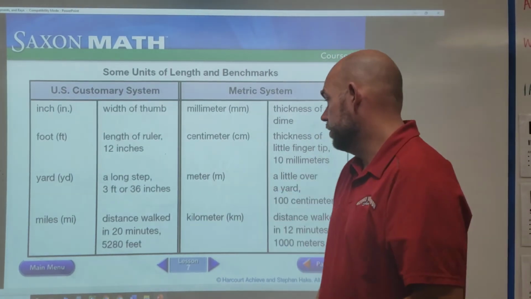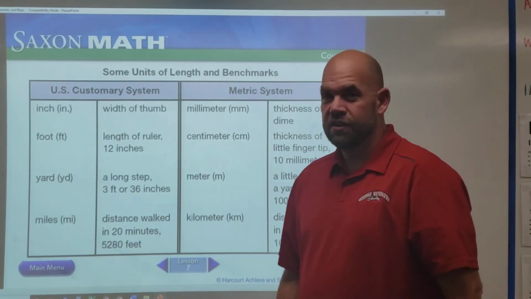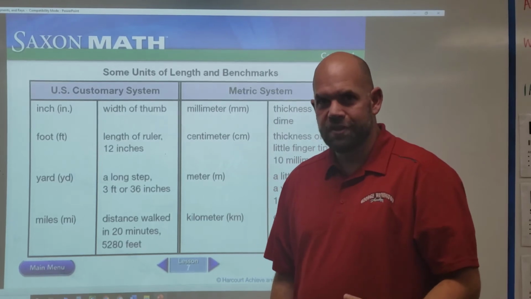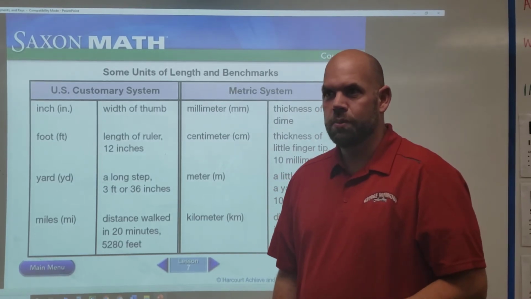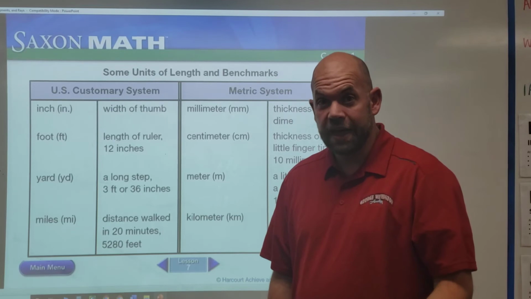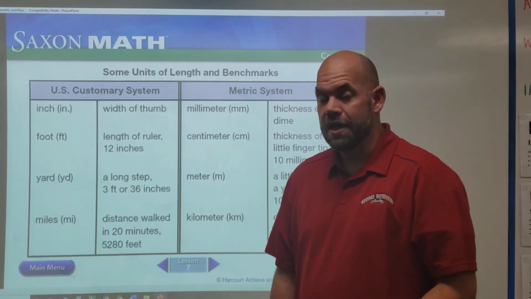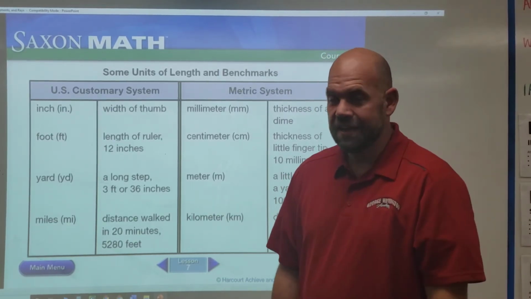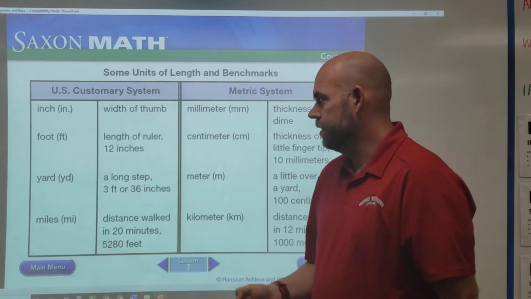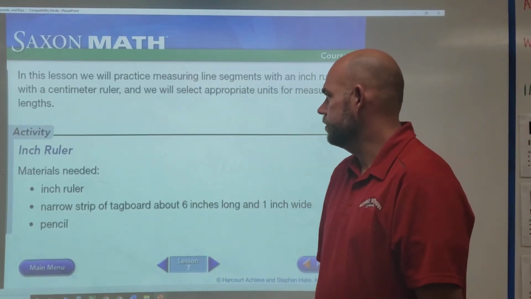0.62 miles is a kilometer, and so that's why in road races, 3.1 miles is 5K, 6.2 miles is a 10K, so you can use that to kind of remember the differences.